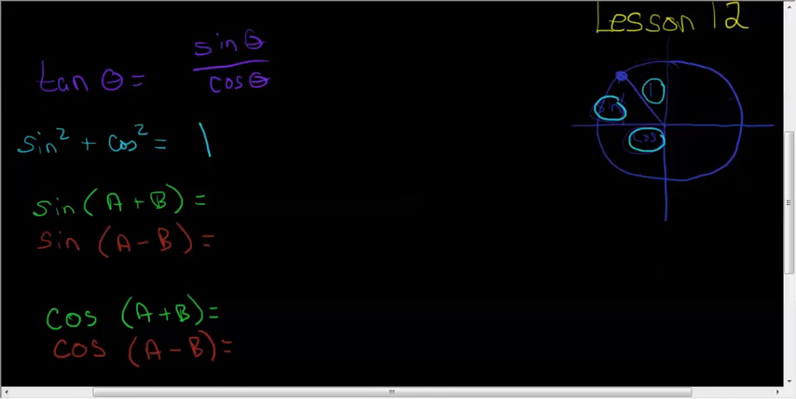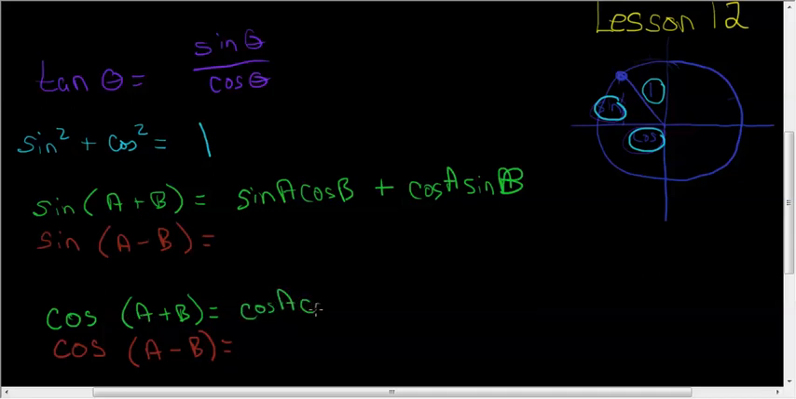All right, what about when I add two angles together? The sine of A plus B. Well, we did this quite a bit last year, so I'm just going to remind you of the formula. The sine of A plus B is sine A cosine B plus cosine A sine B. All right, cosine of A plus B is cosine A cosine B.